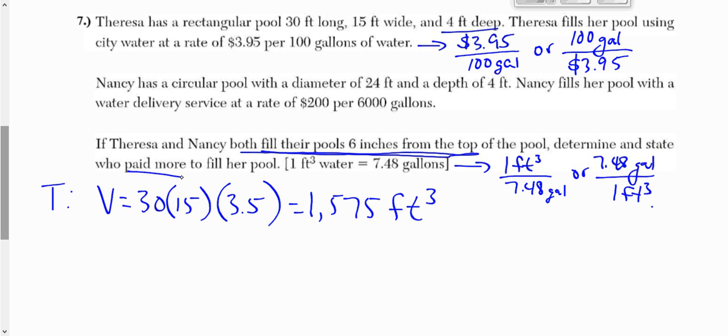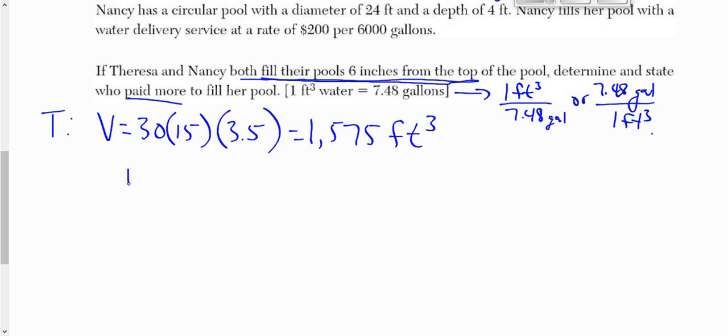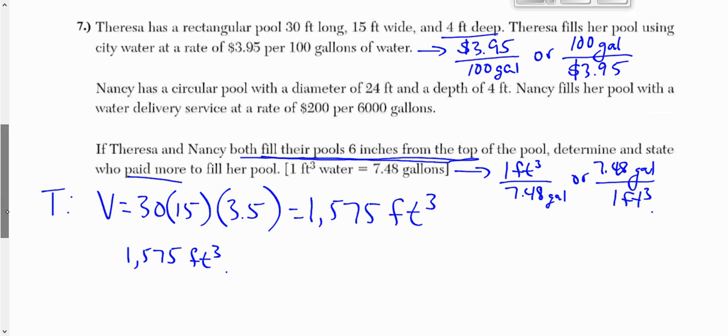So let's start with Teresa's cubic feet. 1575 and put the units in there. Okay? So let's use this here to convert it to gallons. And then we'll do the cost. So what are we going to multiply that by? We want the cubic feet on the bottom, right? Times 7.48 gallons per 1 cubic foot.